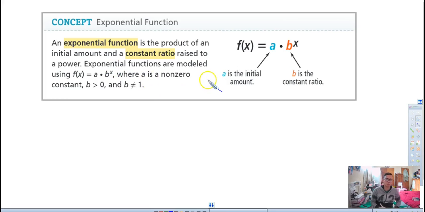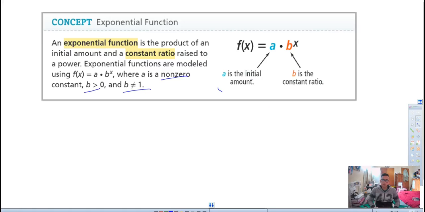Exponential functions are modeled using f of x is equal to a b raised to x, where a is a non-zero constant and b must be greater than 0 and b must not be equal to 1. Okay, I want you to screenshot this one as part of your notes, or you can pause this video and copy this concept of exponential function.